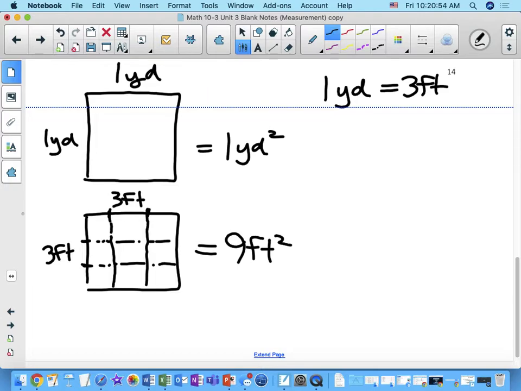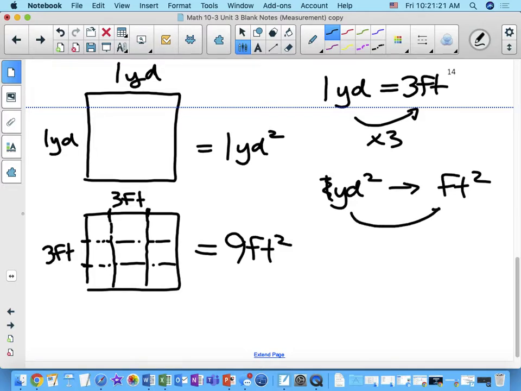Okay, so you can't use the conversion factors directly. If you actually wanted to use them directly, you could, but if you're converting from yards to feet, you have to multiply by 3. If you're going from yards squared to feet squared, you don't multiply by the conversion factor, you've got to multiply by the conversion factor squared. That's how you would do it in one step.